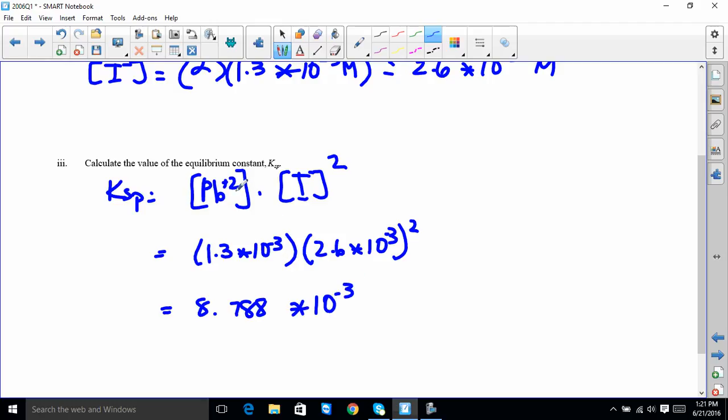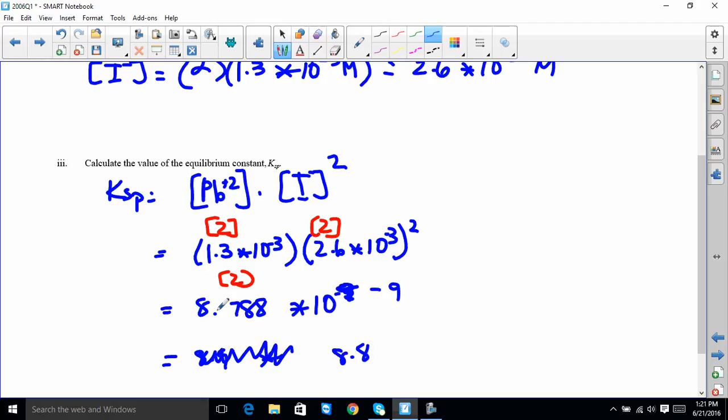Even though this should have a unit, molarity cubed, we don't use units. This has 2 significant figures and this has 2, and so we only get 2. So the best answer for this problem is 8.8, because the 7 goes up to 8, not up to 9, times 10 to the negative 9. That is the Ksp. Sorry, I did that wrong at first. Boy, I'm having a bad time.